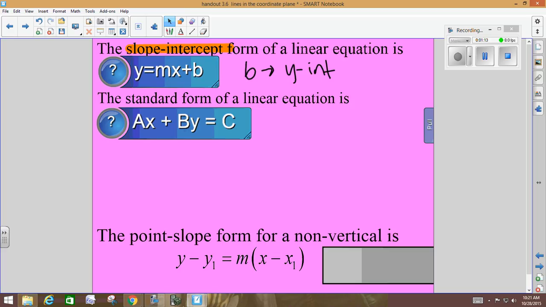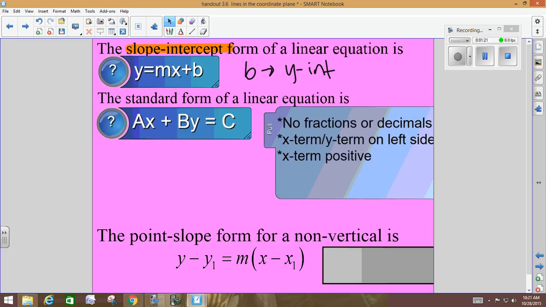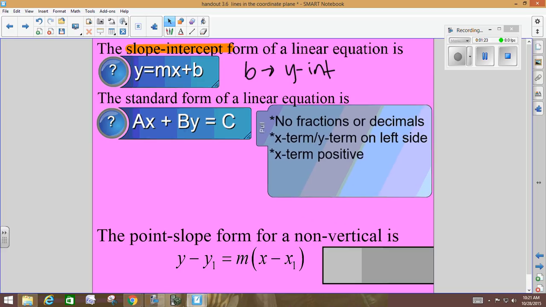Standard form, ax plus by equals c. A, b, and c represent numerical values there. And you have three standards you have to meet for standard form. You can have no fractions or decimals written in the equation, so it has to be all whole numbers. The x and the y terms have to be on the left side of the equal sign, and your x term must always be positive when you have it in standard form.